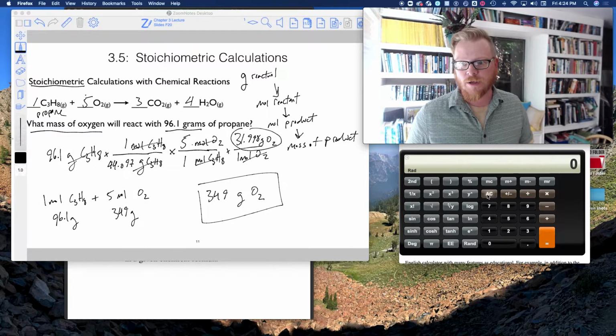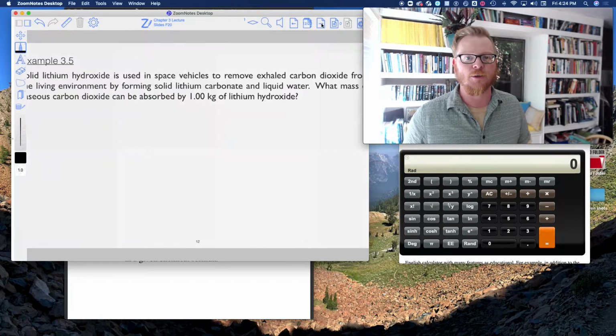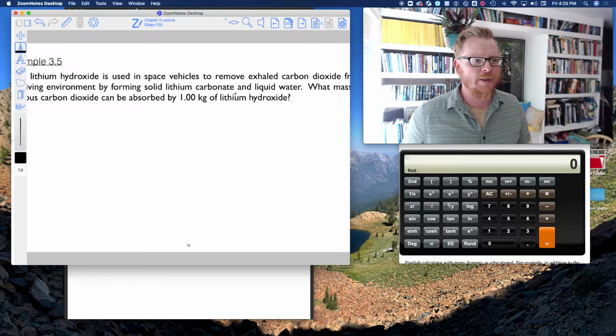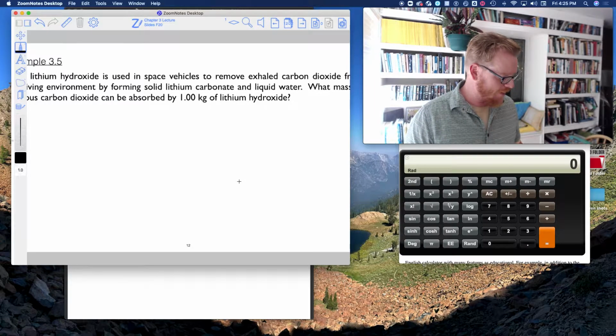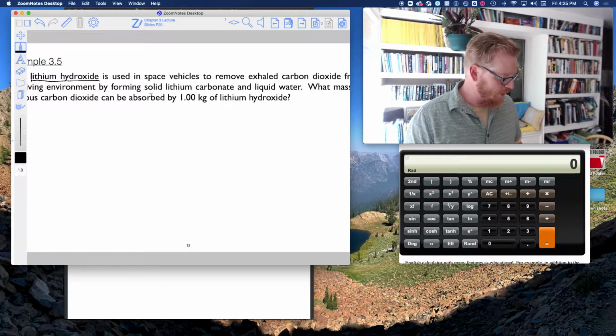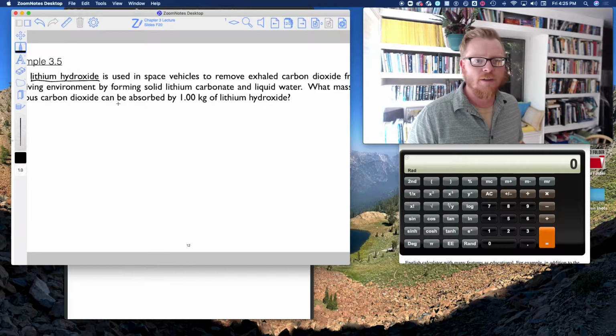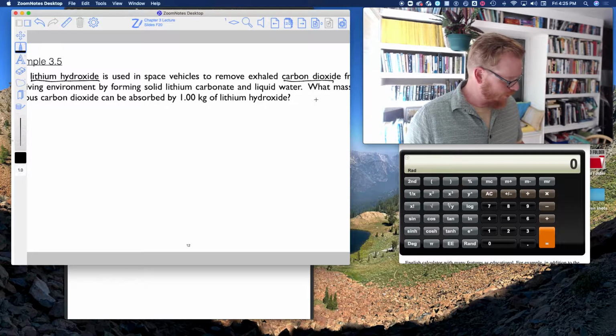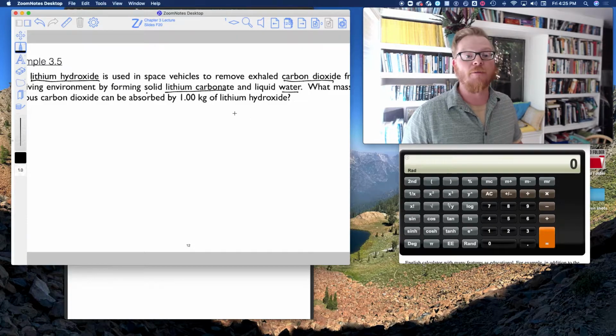So I'll show you how we add on those extra details, those extra layers. I'm sorry this is getting cut off. Let me see if I can fix that. Okay, so I'll just read it from my cheater notes right here. I think you should be able to read it from your own notes, but it says solid lithium hydroxide, and every time I see a chemical name or some useful information, I'm going to underline it. Solid lithium hydroxide is used in space vehicles to remove exhaled carbon dioxide from the living environment by forming solid lithium carbonate and liquid water. What mass of gaseous carbon dioxide can be absorbed by 1 kilogram of lithium hydroxide?